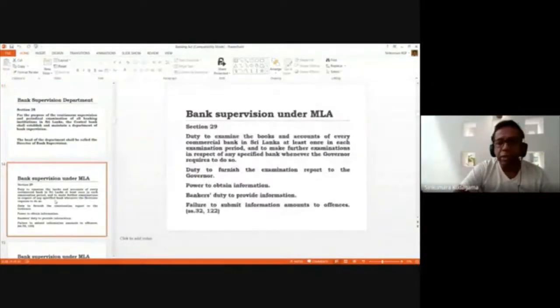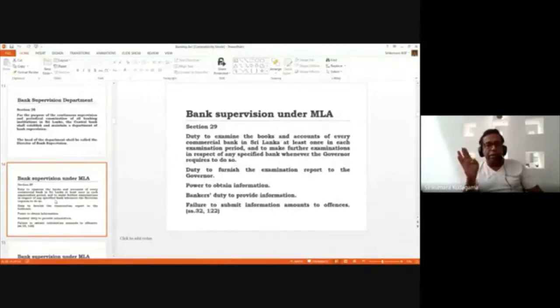For your information, in the entire Monetary Law Act, there are two departments specifically recognized. One is the Bank Supervision Department. The other one is the Economic Research Department. Everything else in the central bank has been established later on using Section 33 of the MLA. At the time the central bank was established in 1950, there were 5 departments, including these two. These two are the only departments recognized in the law, right?